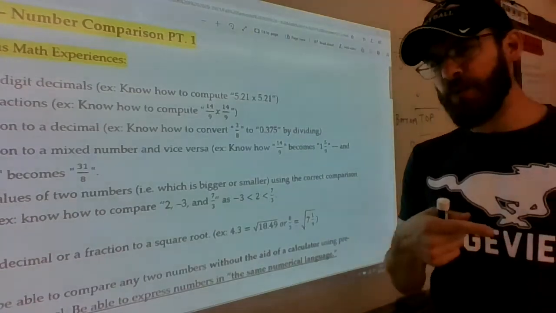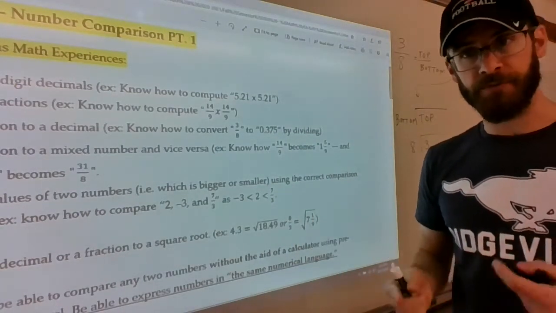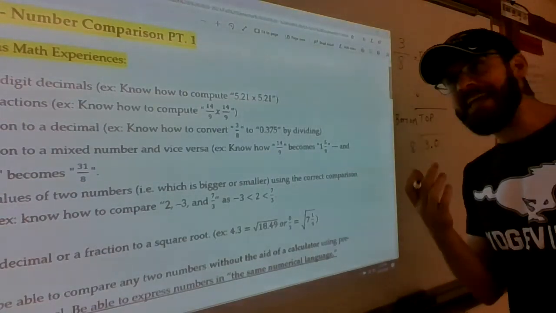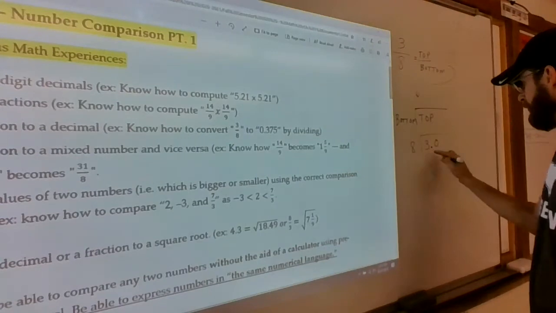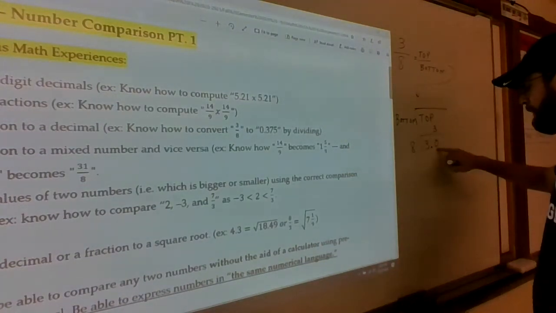Now 8 doesn't go into 3, so we have to rethink the number 3. The number 3 is 3.0. 8 goes into 30 3 times. So you're going to put the 3 directly above the rightmost part.